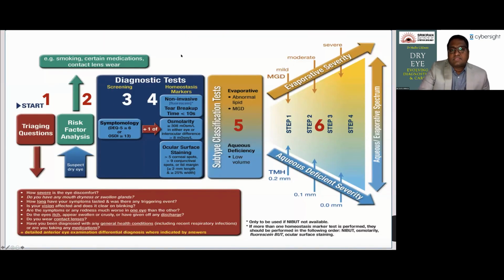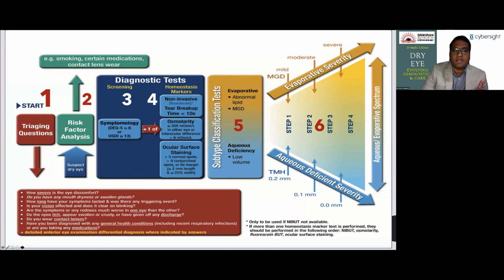So look at this slide very carefully. This slide will be the entire presentation that I'm going to speak about. For your convenience, this slide is taken from the TFOS DEWS II recommendation. If you see carefully here, I have divided this slide into six parts.